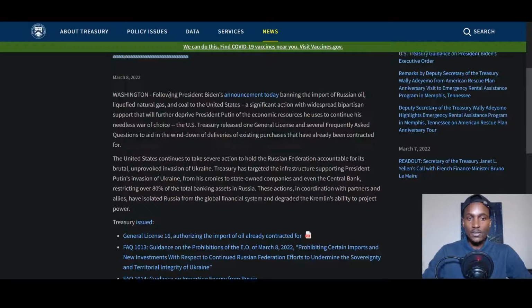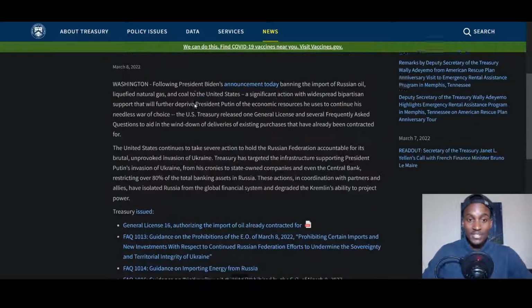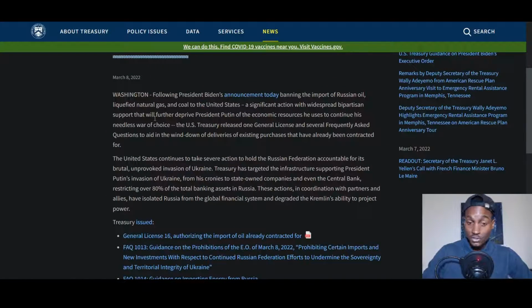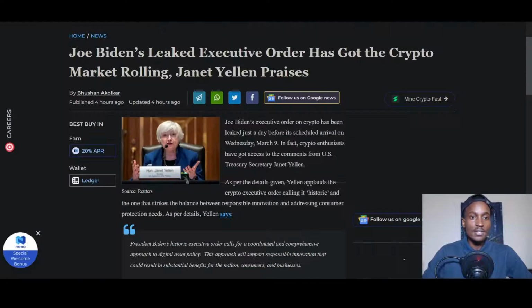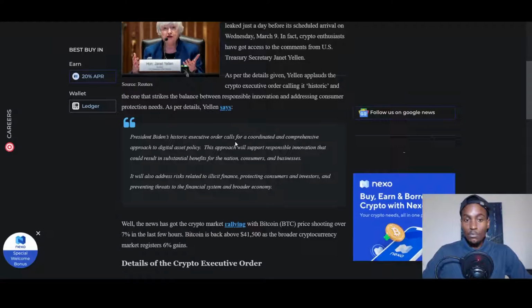So feel free to go here, check this out, or read more details on other guidances or other policies like oil. Actually, if we read the start of this document: following President Biden's announcement today, banning the import of Russian oil, liquefied natural gas, and coal to the United States, a significant action with widespread bipartisan support. But what we're looking at is this around Janet Yellen, and we'll quote some of the statements.